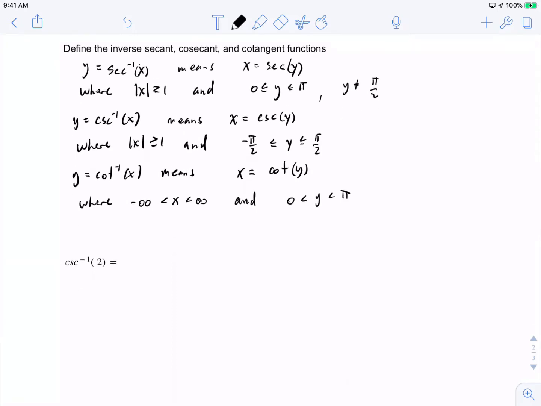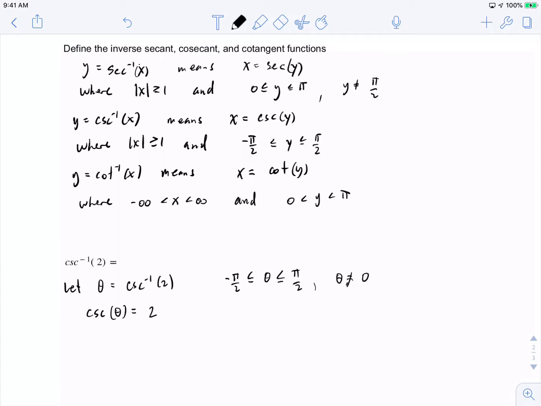With this problem, what we're going to do is let theta equal cosecant inverse of 2. So that tells us that cosecant theta is equal to 2. And remember, the restriction for this is that we're going to be in the first or fourth quadrant, and that it can't be equal to 0.